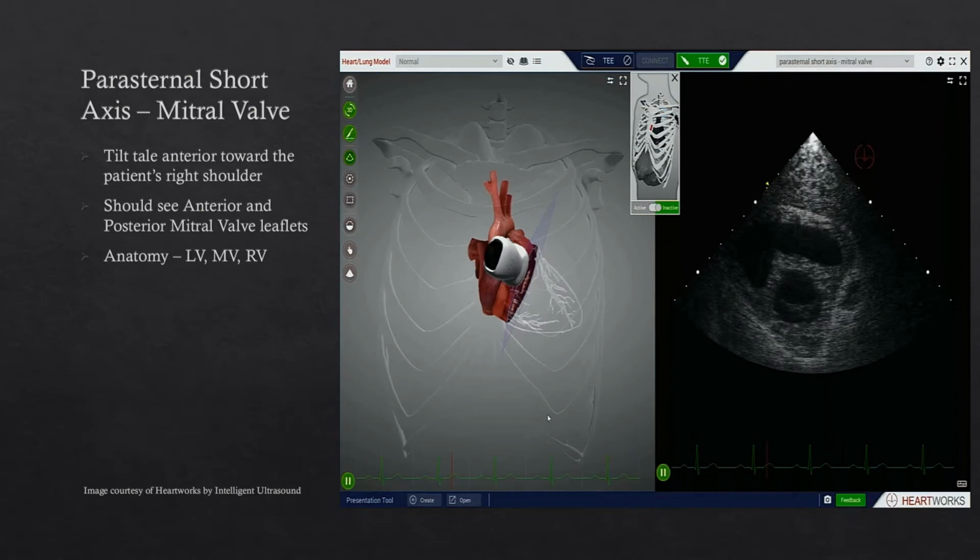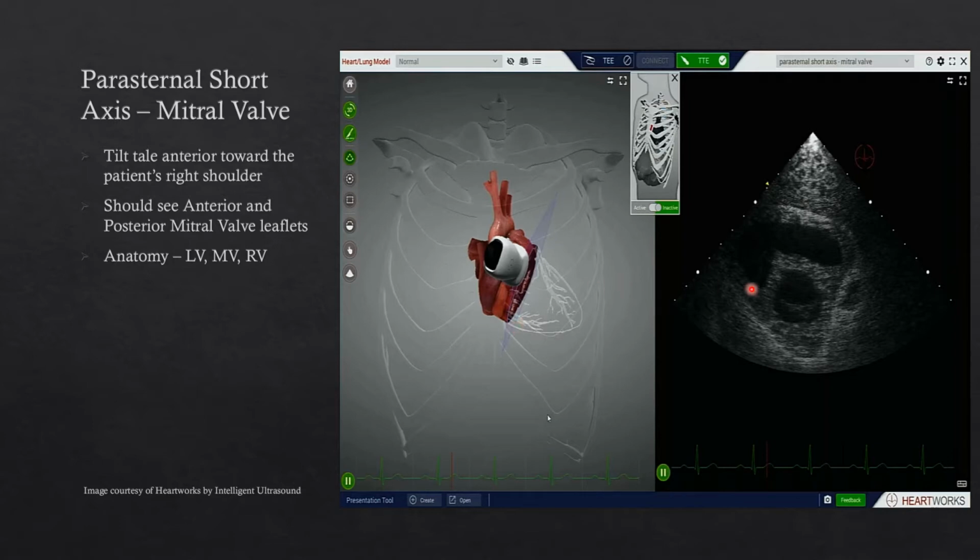So keeping in this short axis view, next what we're going to do is travel down the left ventricle here. In order to do that, we're going to keep our rotation with the indicator facing the patient's left shoulder. Basically what we're going to do is take the tail of our transducer and tilt it more toward the patient's right shoulder. What that does is it angles our beam down into the ventricle a little bit more, so we're cutting it in the area of the mitral valve.